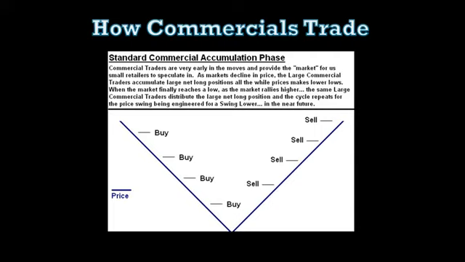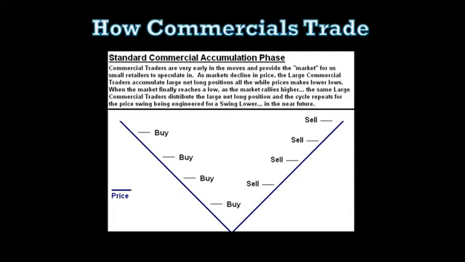So a standard commercial accumulation phase would be price trading down on your daily chart. So think in terms of this example as a daily chart. From the left side of the chart, price has dropped down, and they'll be buying as price drops. Commercial traders are very early in the moves, and they provide the market for us small retailers to speculate in. It's not their job to give us a means to trade in, but it just so happens that they are the ones that facilitate trade. They're the other side of our trade typically.